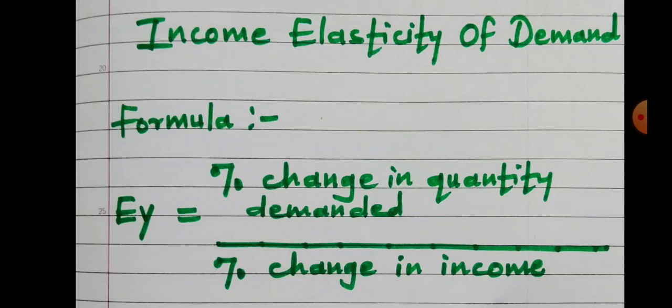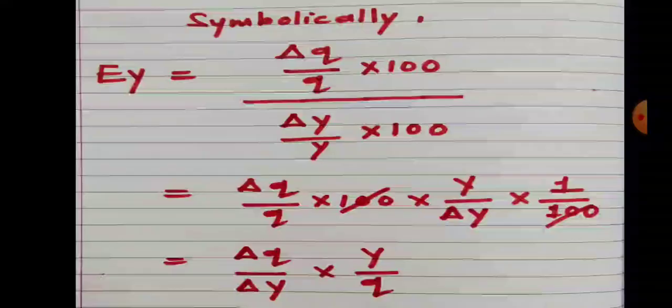So here the formula is given, that is EY is equal to percentage change in quantity demanded divided by percentage change in income. So EY stands here for income elasticity of demand. Now let us see symbolically how to find out income elasticity of demand. EY is equal to delta Q upon Q into 100 divided by delta Y upon Y into 100.